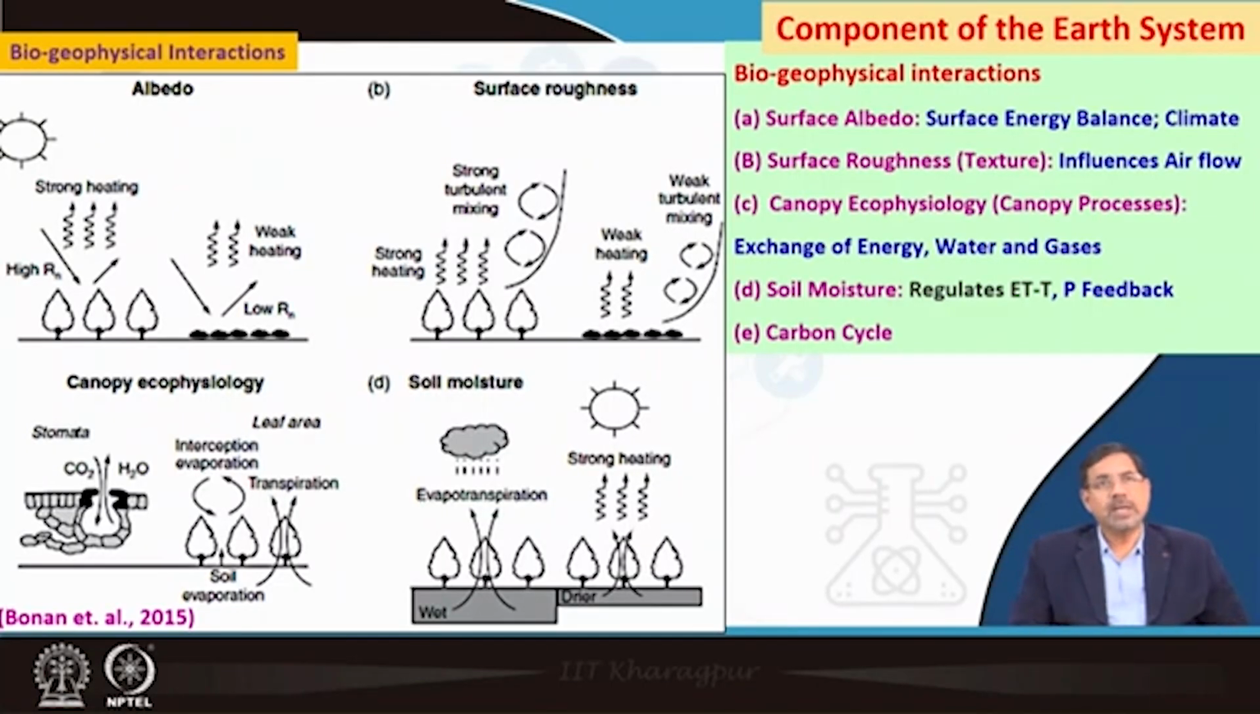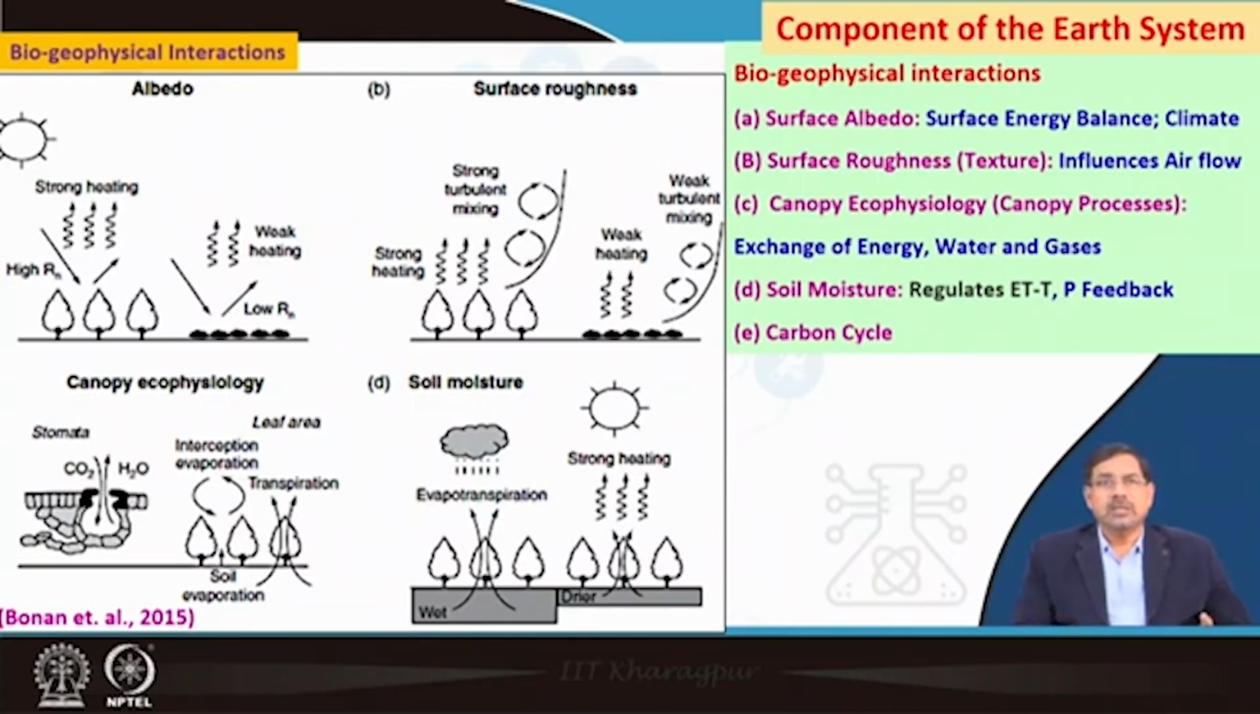environment. As far as this is concerned, we put it under bio-geophysical interactions, and this has been shown here using 4 plus 4, 8 different components or subfigures. The first one is albedo. Friends, all of us know albedo is the reflectivity property of Earth. It depicts the surface energy balance, and also it regulates and contributes to the climate and climate change.